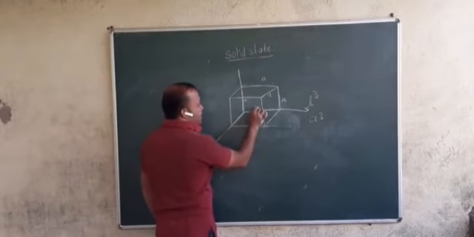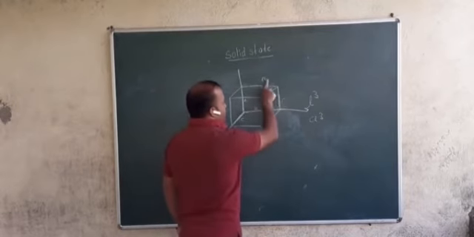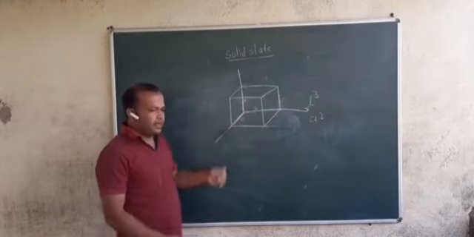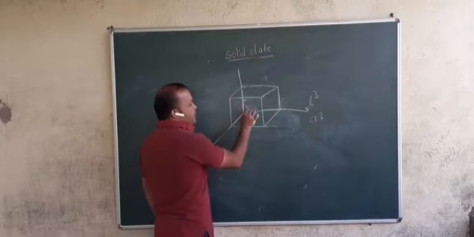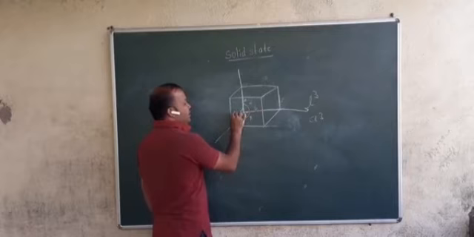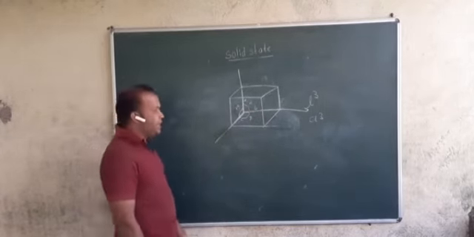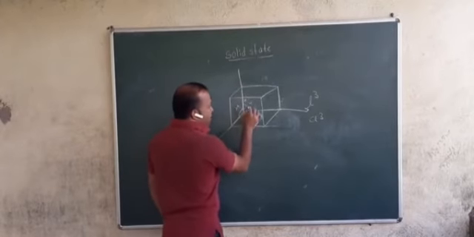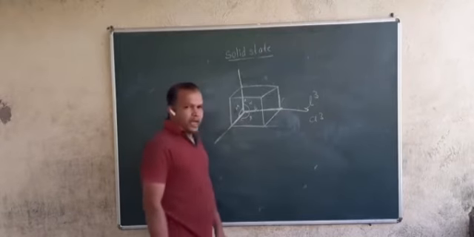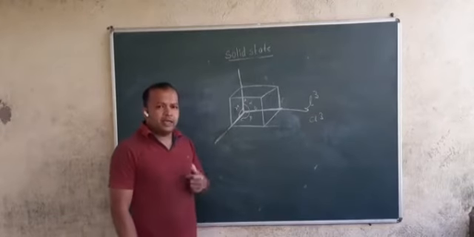This is A, this is B, and this is C. Instead of taking all three as A, I am taking A, B and C. So the angle between A and B, suppose this is alpha, this is beta, and this angle is gamma. So here we have 3 edge lengths, that is length A, this length B, this length C. The angle between A and B is alpha, B and C is beta, and C and A is gamma.